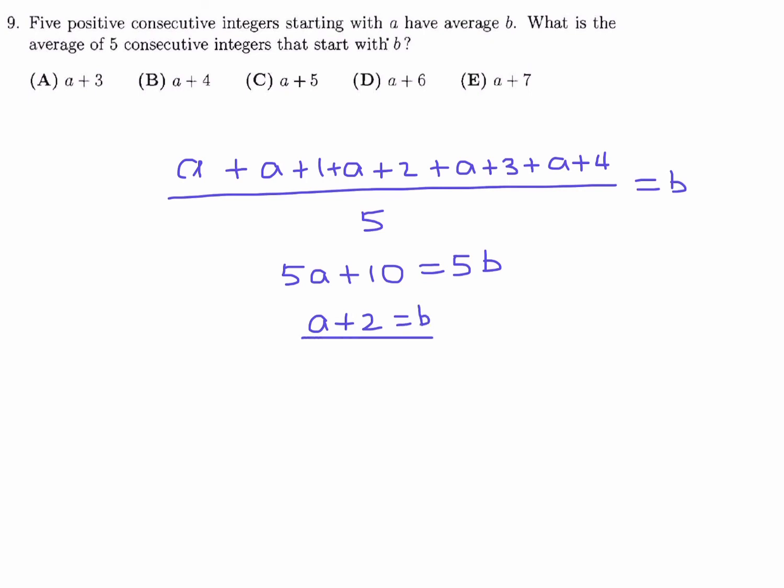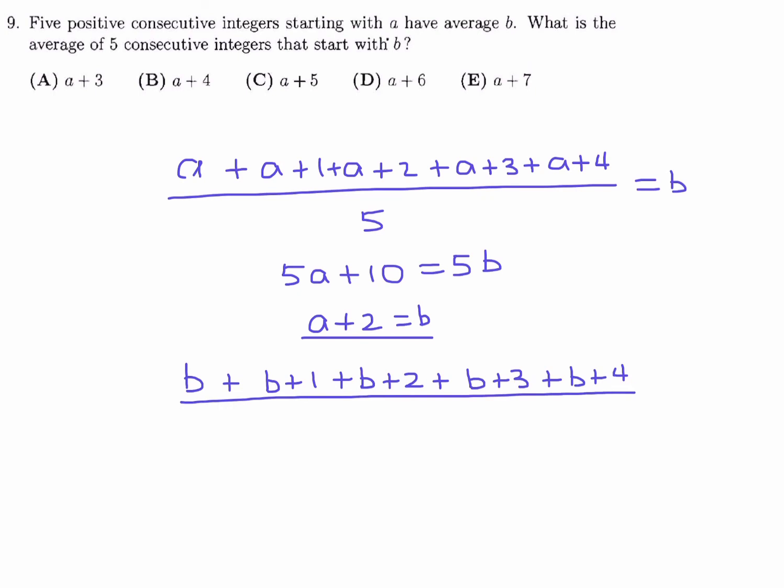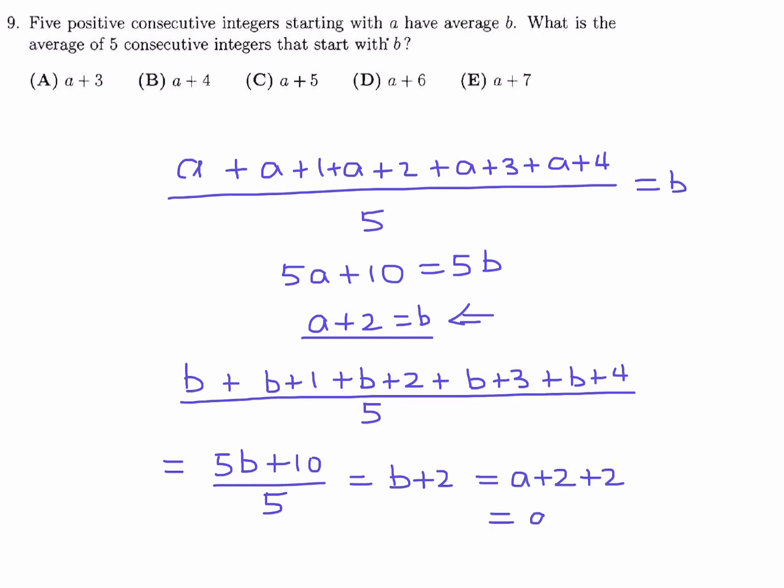All right. Now they're saying do the same thing, but this time start with B. So B, B plus 1, B plus 2, B plus 3, and so on, B plus 4. And we have to take the average this time, so divide by 5. We have 5B plus 10 over 5, and that is B plus 2. Well, B is equal to A plus 2, so substitute that in, A plus 2 plus 2, and that is A plus 4. So number 9, the answer is B.